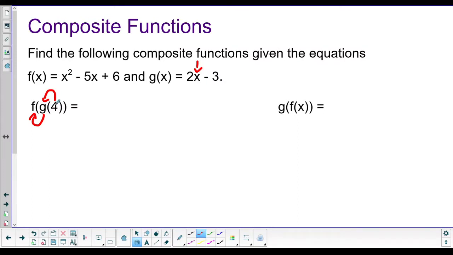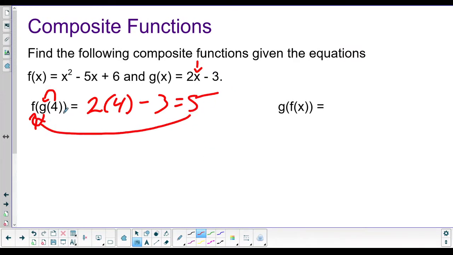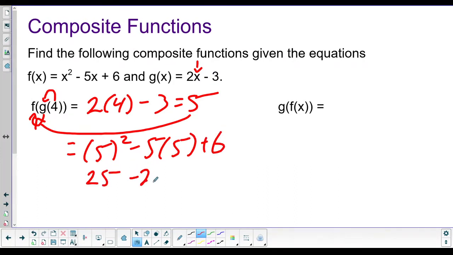Okay, so let's start by plugging our 4 in. We have 2 times 4 minus 3. So that's 8 minus 3, which is 5. Now we take that 5 and plug it into the f function. So we're going to have 5 squared minus 5 times 5 plus 6. This is 25, this is minus 25, and this is plus 6. So these cancel, and our answer is 6. There you go. Easy. Composite functions.